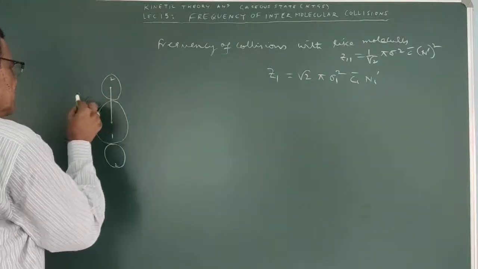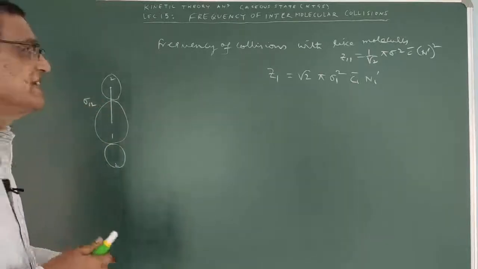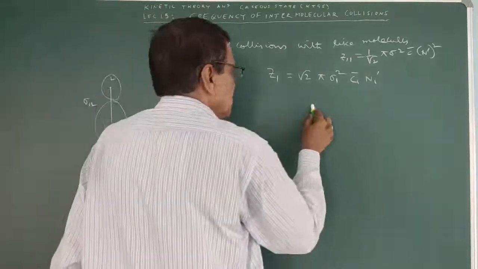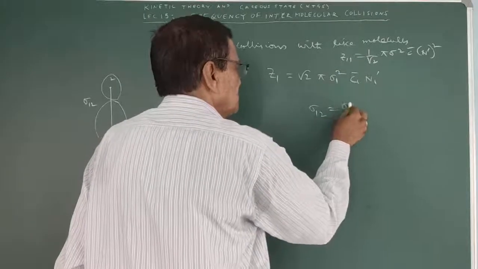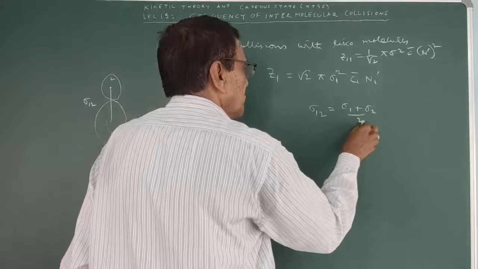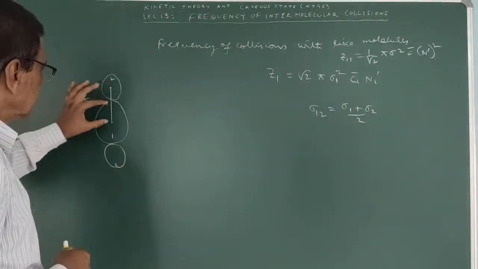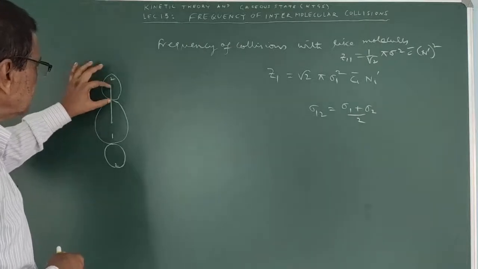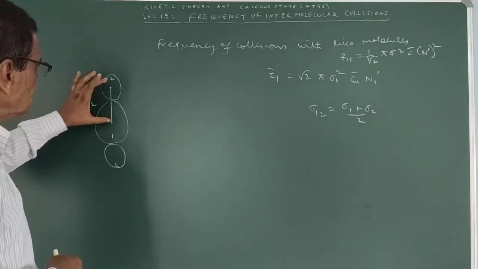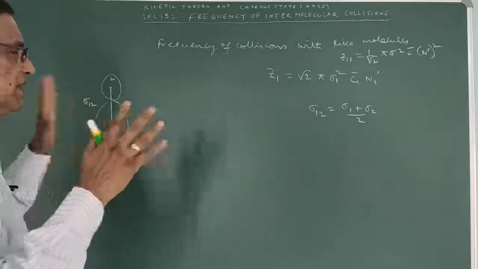This one you can write as sigma 1 2. Sigma 1 2 is equal to sigma 1 plus sigma 2 by 2. This is sigma 1 by 2, this is sigma 1 by 2, this is sigma 2 by 2. So this one is sigma 1 plus sigma 2 by 2.